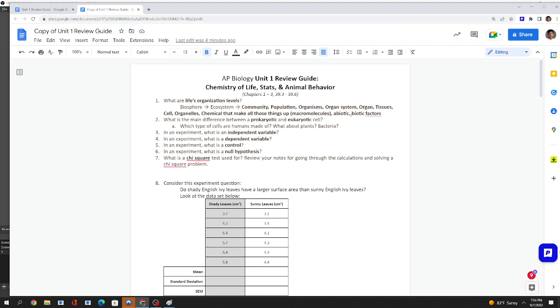Then chemicals that make all those things up, macromolecules. These are just the molecules that construct the cell. Really, this is like the chemistry of the stuff, and this is what the rest of the unit is going to be about.